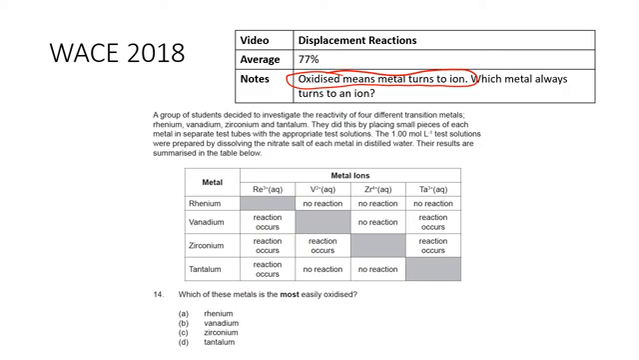Okay. It is zirconium, because the reaction occurs every single time. So it's the most easily oxidized by all of the other ions. Right, so the zirconium is the one that is easily oxidized. So there you go, 14C.